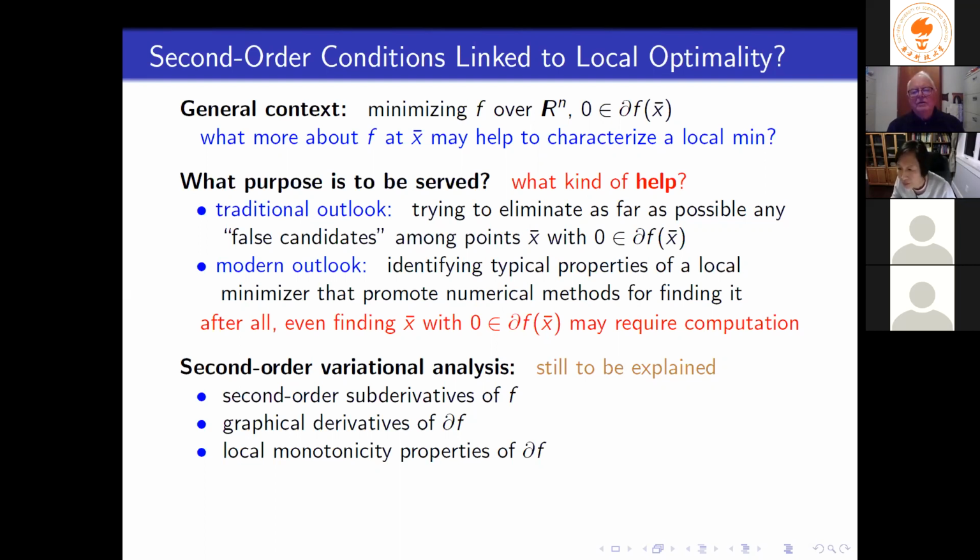It's not even true that the regular normal cone is the closure of the proximal normal cone. That isn't even true. The proximal normal cone is a subcone of the regular normal cone.